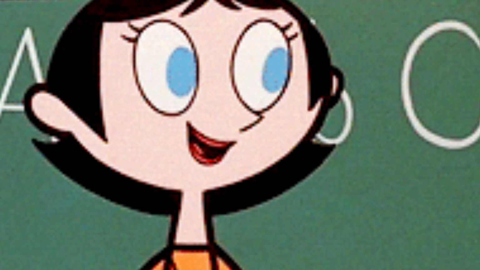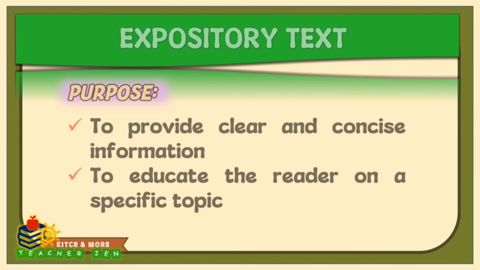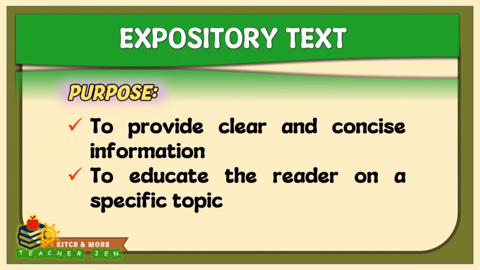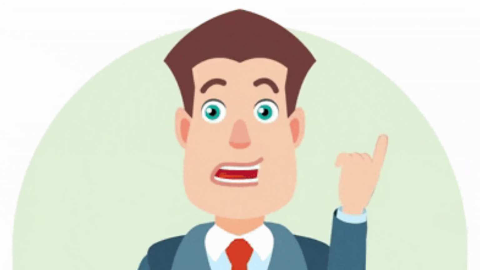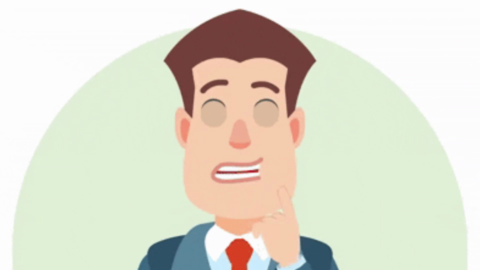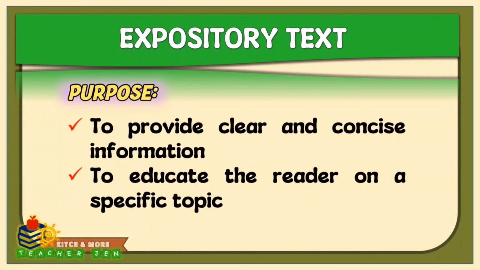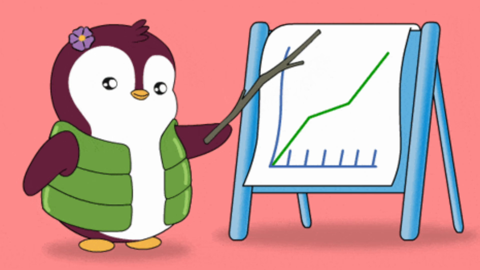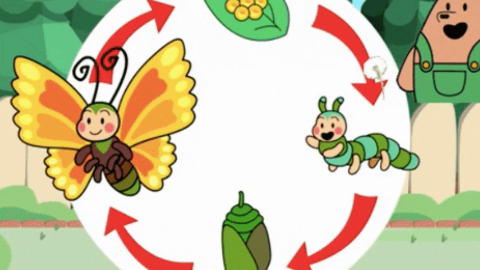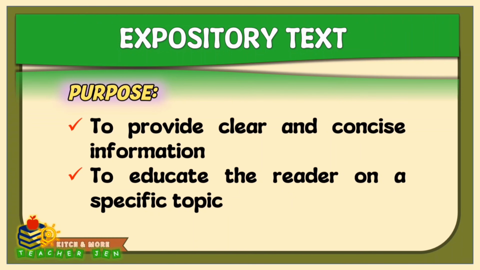Now that we know what expository text is, let's talk about its purpose. Expository text has two main goals. First, it provides clear and concise information. That means it shares facts in a way that is easy to understand without adding extra details that might confuse you. Second, it aims to educate the reader on a specific topic. Whether it's explaining how volcanoes erupt or describing the life cycle of a butterfly, expository text is all about teaching something new. Think of it as your reliable source of facts and knowledge.